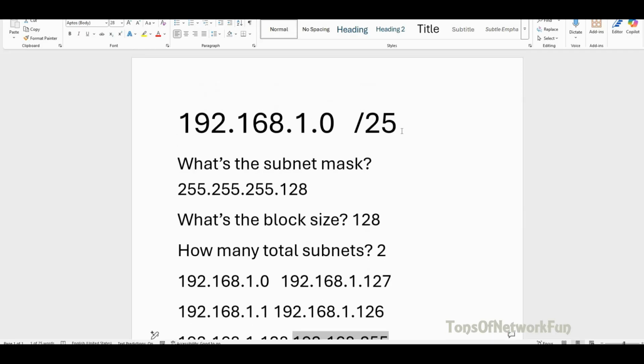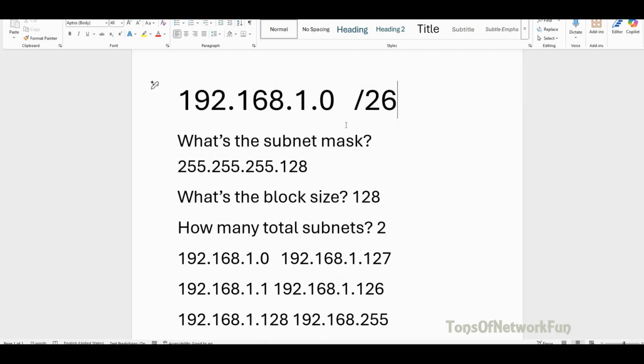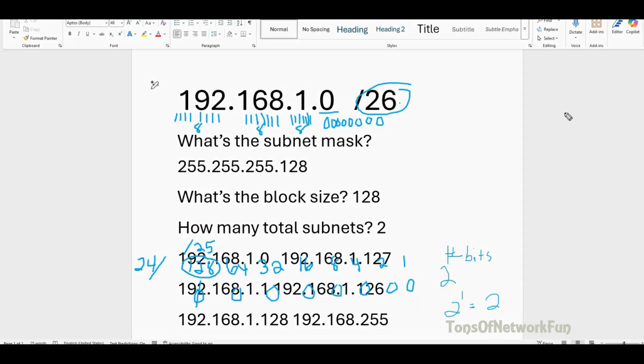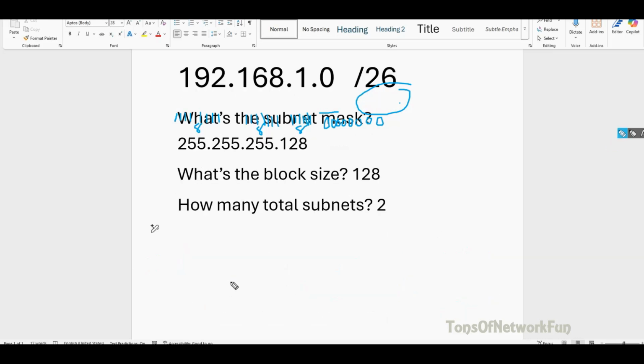Right. So now let's change to 26. Now it's a different ball game. Again, the first 3 remain the same. 8 plus 8 plus 8 is slash 24. That means all ones, equal to 255.255.255, dot what? Slash 26, right? So let's do the conversion. So we have 128, 64, 32, 16, 8, 4, 2, 1.